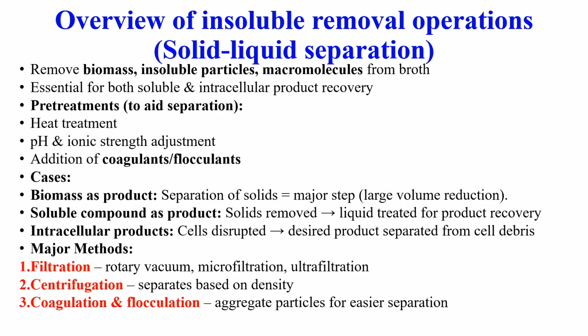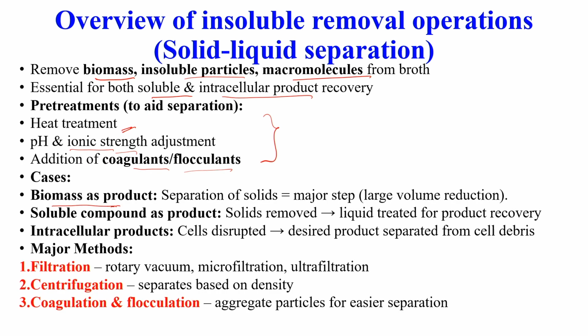So, with this, this is the summary of what we have discussed so far, the overview of separating the insolubles, particularly solids. It removes biomass, insoluble particles or some other macromolecules. It is essential for both soluble and intracellular product recovery. Many times some pre-treatments are done, such as heat treatment, to improve the separation efficiency. Many times we need to do pH and ionic adjustment or addition of coagulant and flocculant for easy separation of those solid particles.